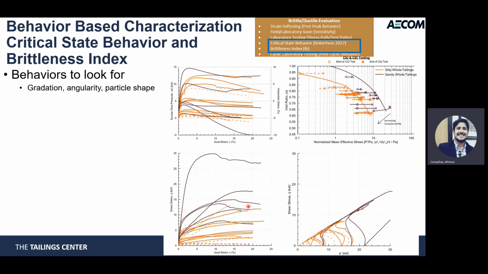With other types of materials, the intermediate type of tailings, you may realize that you don't have a unique critical state line, but different critical state lines depending on gradation. Some sandy materials will tend to blow to the right side, some low plasticity silts will tend to blow to the left-hand side. So you really have to look at your gradation and your index tests, and look at the whole picture in terms of stress response, volumetric response, and your critical state line.